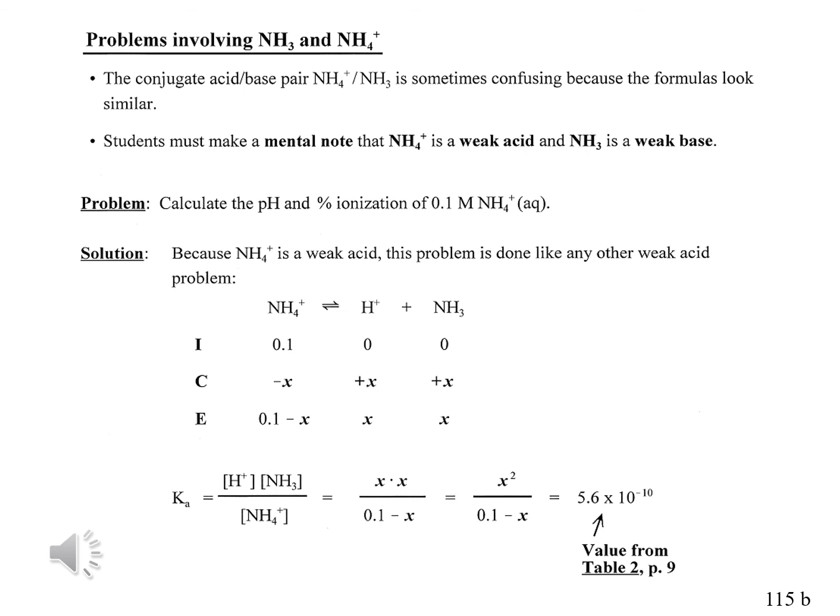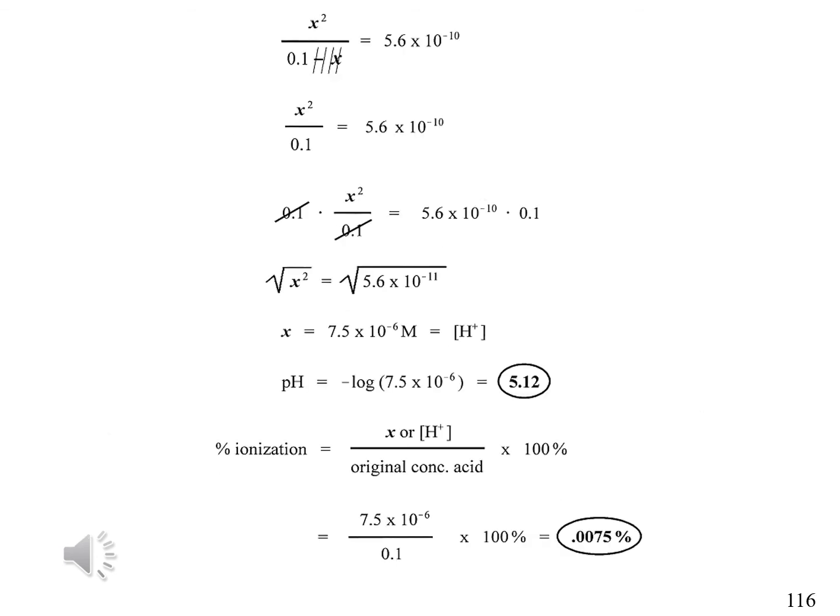It's got the 0.1 and 0, 0. The plus and minus x's are the same, and so you're going to end up with the same equation. You ignore the x and solve, and then you get the H plus, which is x, and minus the log is the pH. And if you want the percent ionization, you do the same thing. You take x divided by the original times 100. And that is a very small percent, but that's the way ammonium is. It does make solutions acidic, but it's a pretty weak acid.